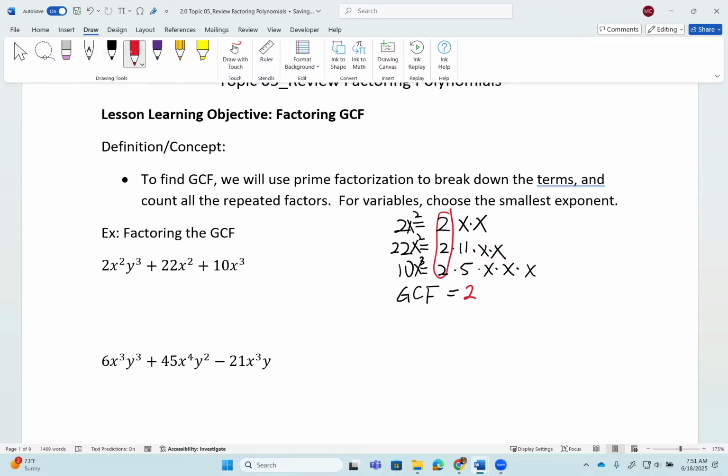So if I count the repeated factors between the three terms, one x is repeated, count that one time. Another x is repeated, count that one time. So 2 times x times x, of course, is 2x squared. So that should be my greatest common factor. The variable y did not repeat between all three terms because the second term and the third term have y to the 0 power. So the smallest exponent is y to the 0 power, which is 1, right? If you don't see it, that means it's to the 0 power. Okay, so my greatest common factor is 2x squared.